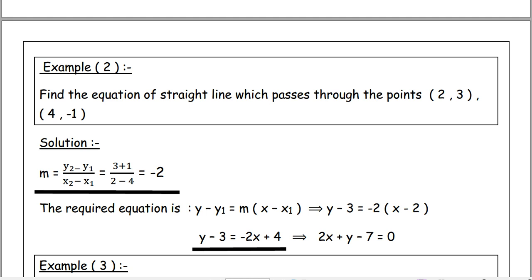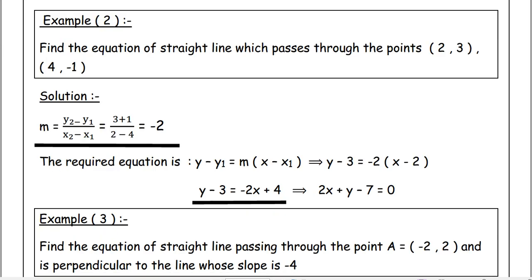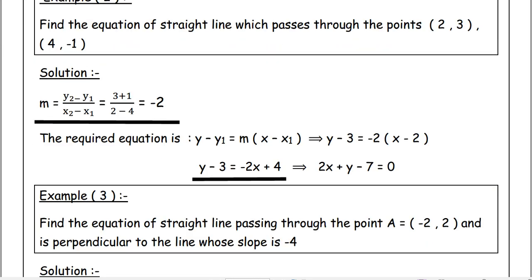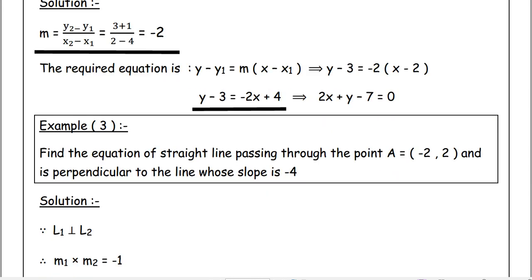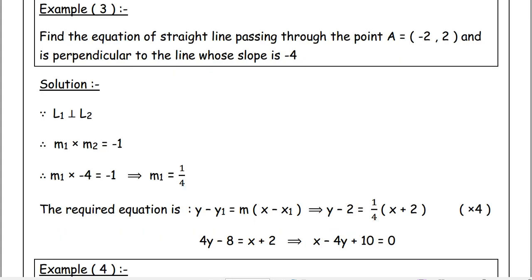The next example. Find the equation of the straight line passing through the point A (-2, 2) and perpendicular to the line whose slope is negative 4. So we have two things here. We have a point, and we have the slope of another straight line that is perpendicular to our straight line.